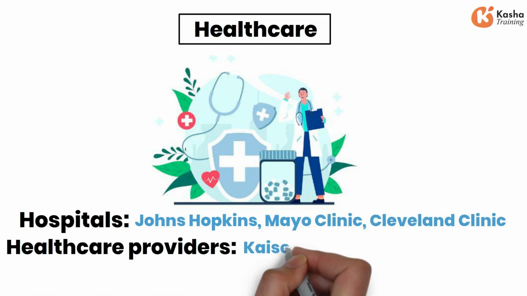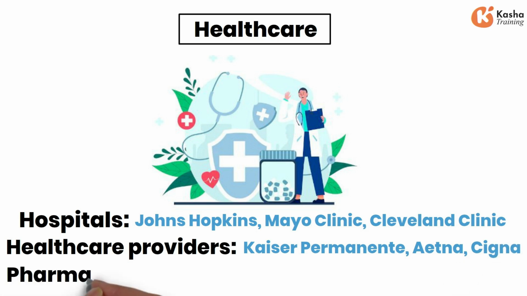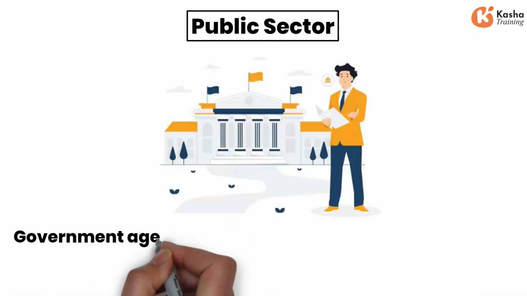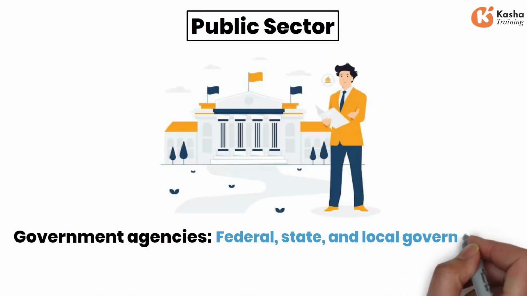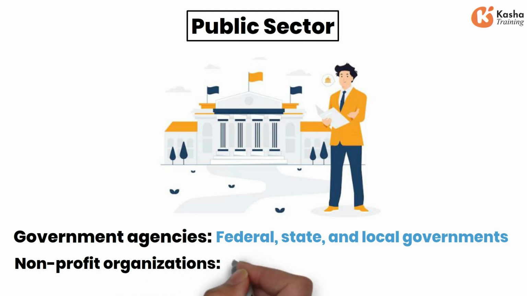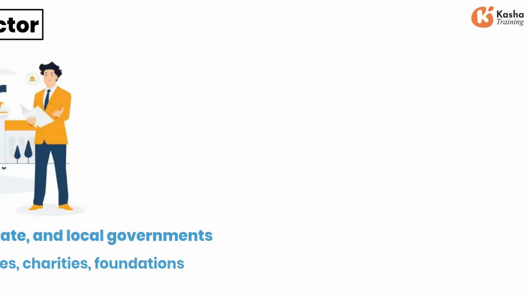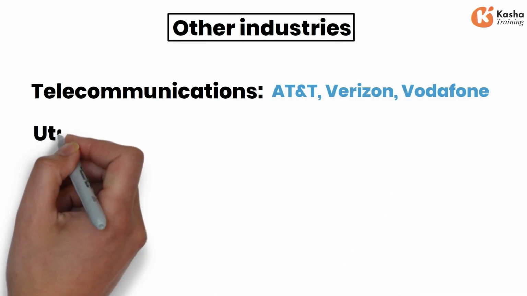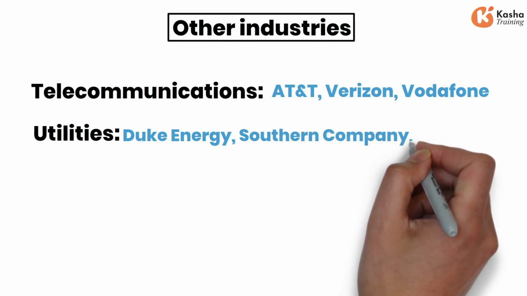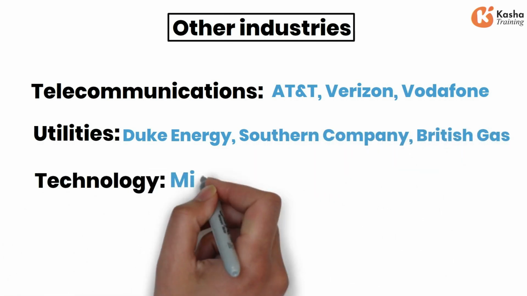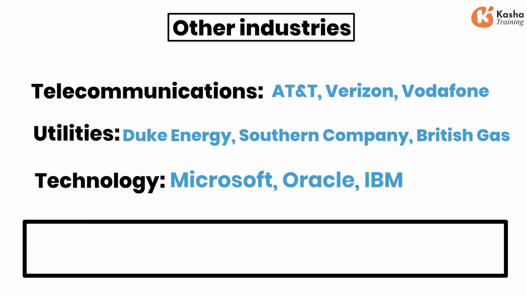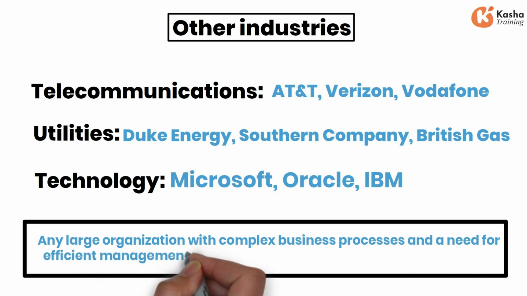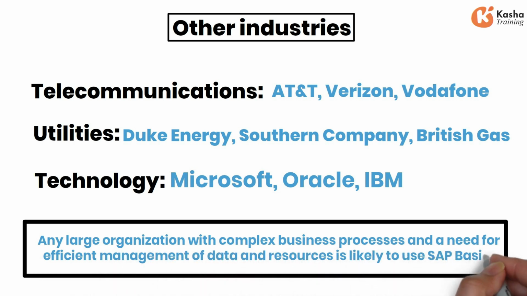Healthcare providers: Kaiser Permanente, Aetna, Cigna. Pharmaceutical companies: Pfizer, Novartis, Roche. Public sector, government agencies: federal, state, and local governments. Nonprofit organizations: universities, charities, foundations. Other industries, telecommunications: AT&T, Verizon, Vodafone. Utilities: Duke Energy, Southern Company, British Gas. Technology: Microsoft, Oracle, IBM. In general, any large organization with complex business processes and a need for efficient management of data and resources is likely to use SAP Basis.